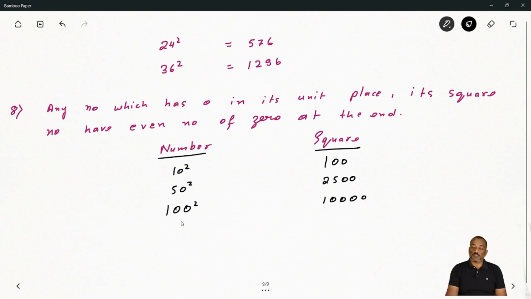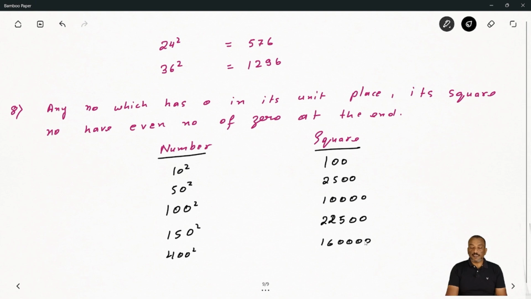Okay, so that is the way we have to understand. Same way you can see 150 square. So 150 has 1 zero. So their square you will get how much? 22,500. So you get 2 zeros. Same way you can say 400 square. There you will get 160,000. So here 4 zeros. Okay, so you can say the zeros become double, but it should always be an even number.